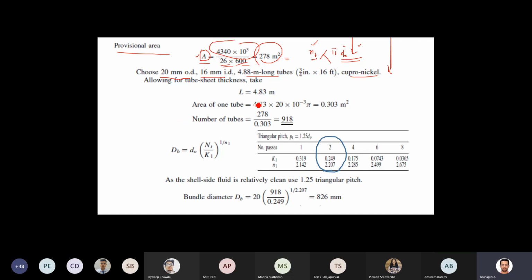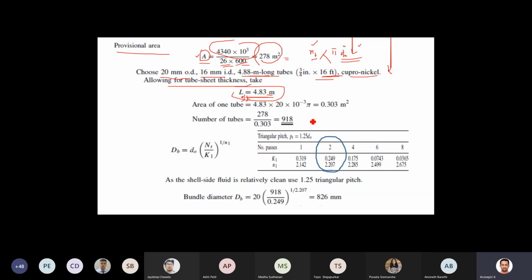Here L is equal to 4.88 meter long, which is approximately 16 feet. It may be 8 feet, 10 feet, 12 feet, 16 feet or 20 feet. In our initial calculations, we have selected these dimensions to decide the layout. Allowing a tube sheet thickness of 5 mm, the effective length L effective will be 4.83 meters, or you can take 4.88 meters also, that doesn't matter. It won't change much.